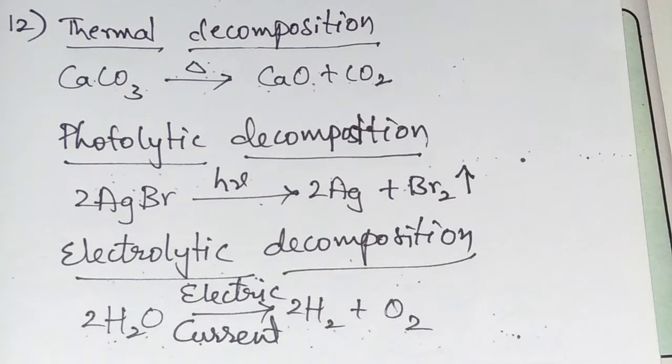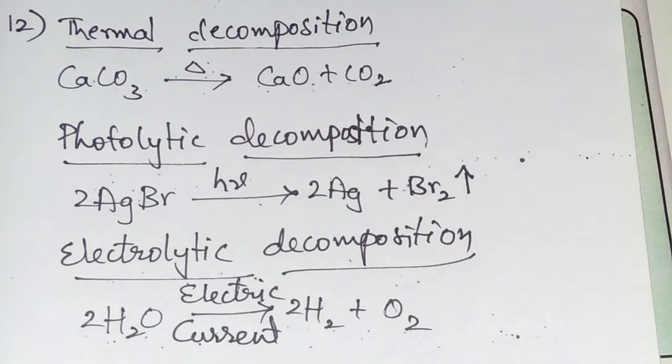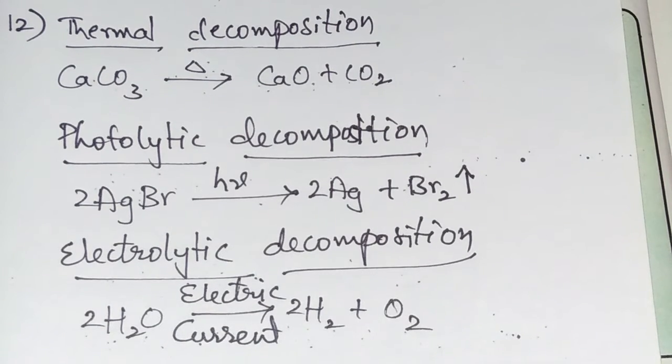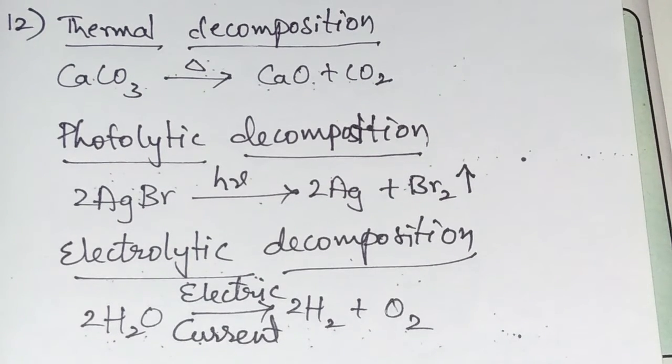As they are asking only one example, I have given one here. These examples you can write. Other than this also you can write, like for thermal decomposition, potassium chlorate decomposing into potassium chloride and oxygen gas. Zinc carbonate on heating forms zinc oxide and carbon dioxide gas. Photolytic decomposition also you can write like silver chloride decomposing into silver and chlorine gas. Like that, some other examples also you can write for the decomposition reactions.